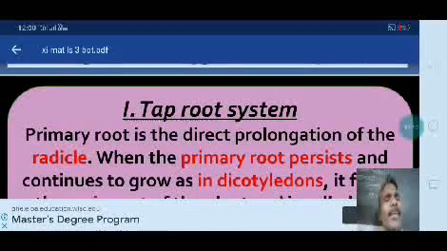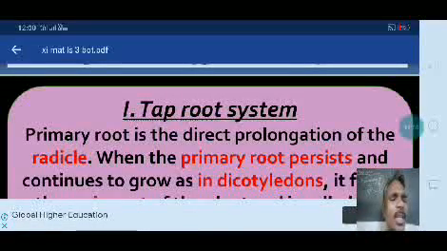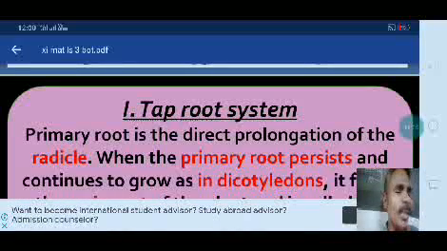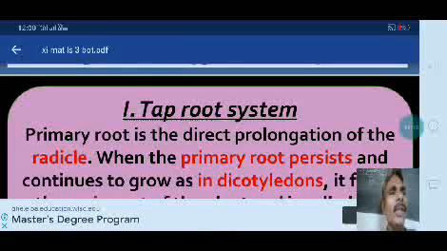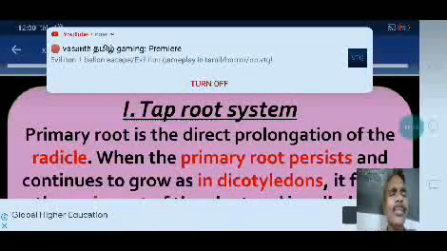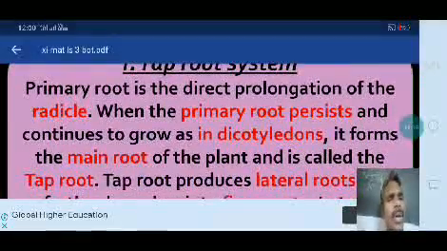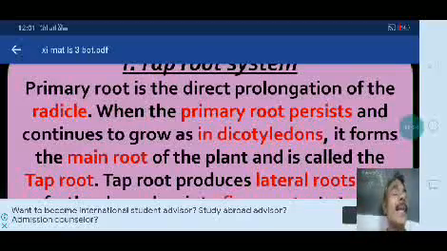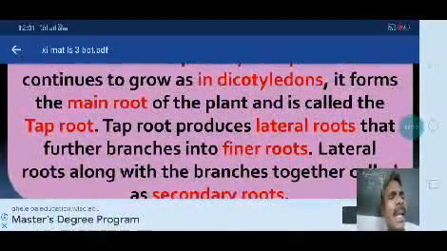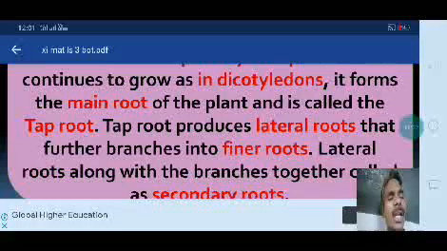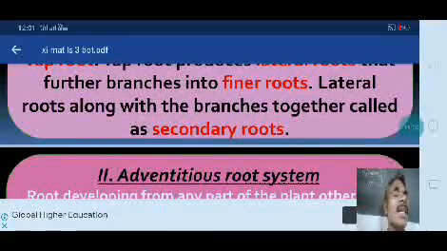In a taproot system, the primary root is the direct prolongation of the radicle. The primary root persists mostly up to the death of the plant, whereas in adventitious root systems it decays. The primary root persists and continues to grow in dicotyledons. It forms the main root of the plant and is called the taproot system. Taproots produce lateral roots that further branch into finer roots.